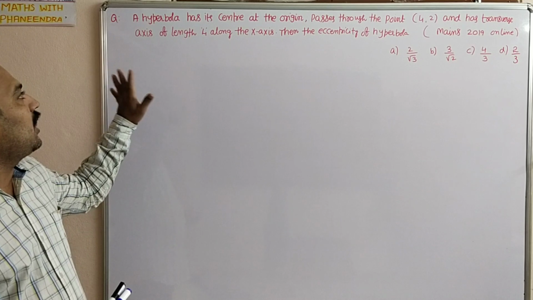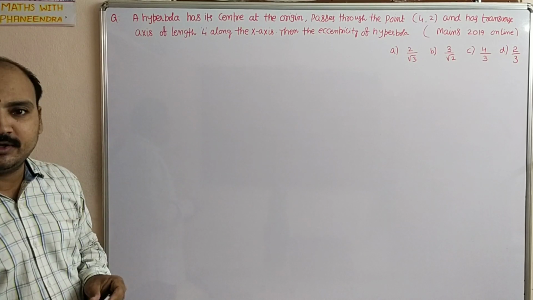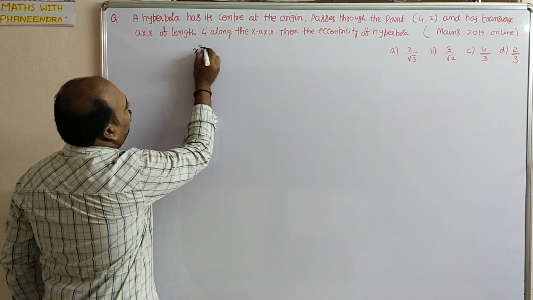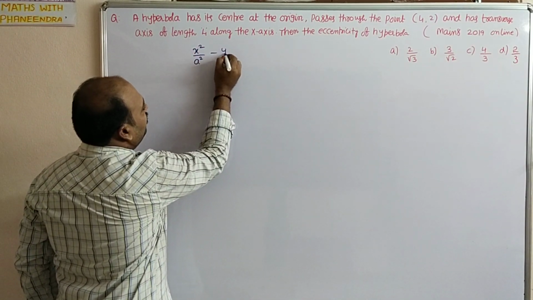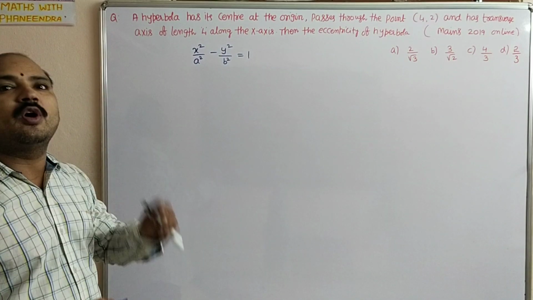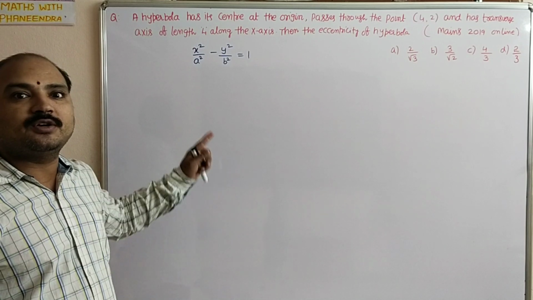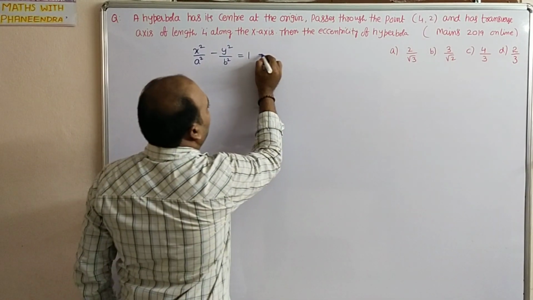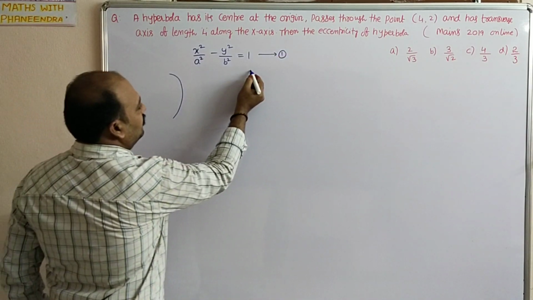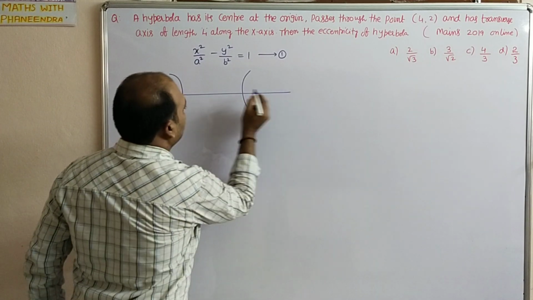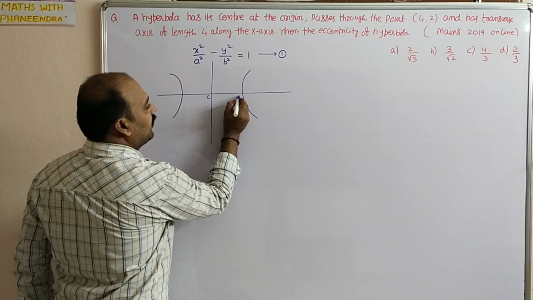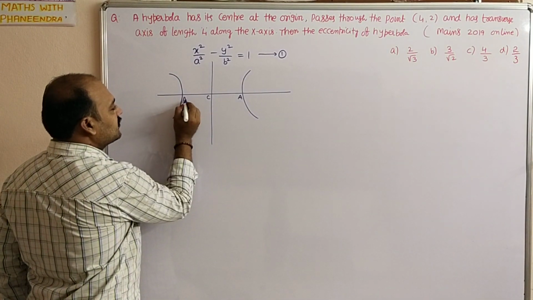Here the question is, a hyperbola has its center at the origin. That means the standard equation of the hyperbola is x square by a square minus y square by b square equal to 1. This is the equation of a hyperbola whose center is at the origin. Figure of this equation. This is the center. A A dash is called the major axis length.